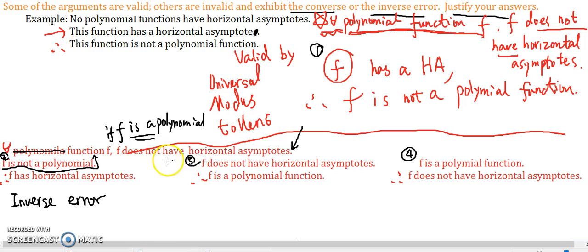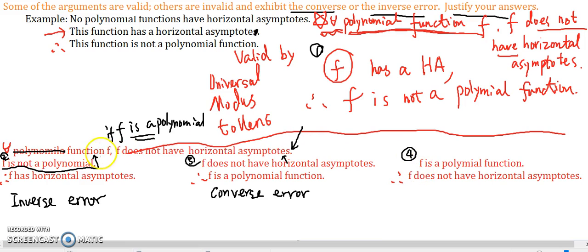And number 5. So for any function f, if f is a polynomial, then f does not have horizontal asymptotes. F does not have horizontal asymptotes. That's the conclusion of the conditional statement. Therefore, f is a polynomial, and that's exactly the converse. And we know the converse is not necessarily equivalent to the original statement. So this is a converse error.